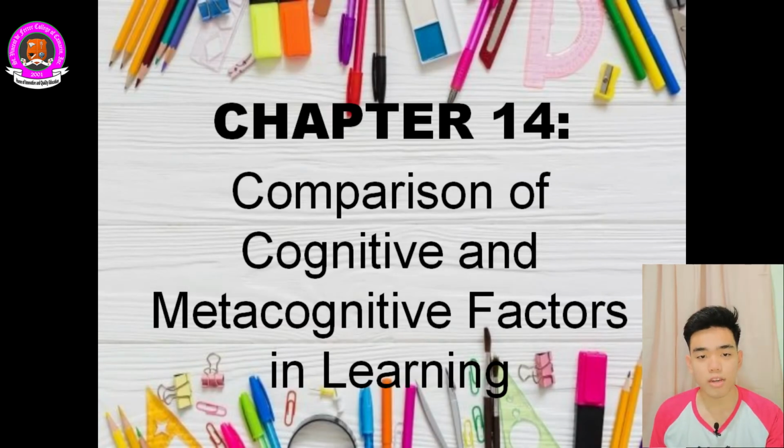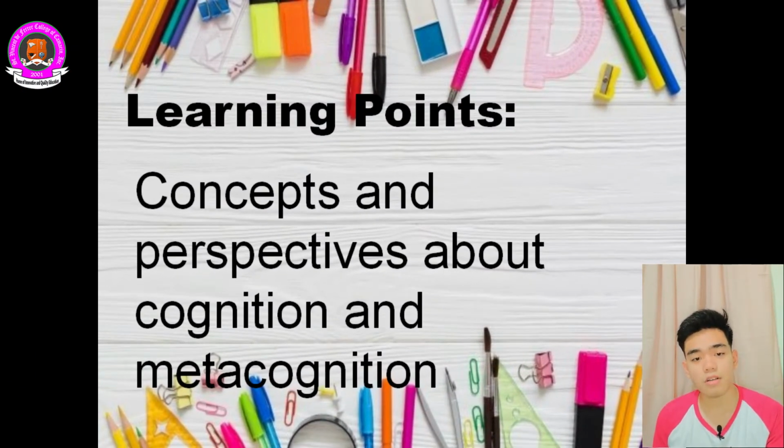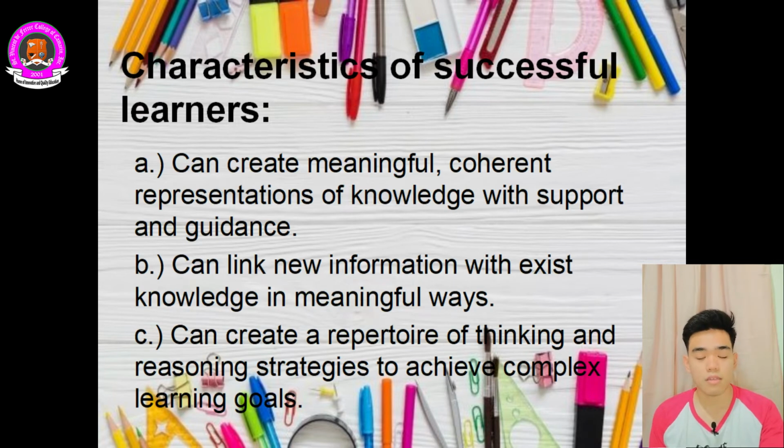So, we are the discussants for Chapter 14, Comparison of Cognitive and Metacognitive Factors in Learning. The learning points for this topic are concepts and perspectives about cognition and metacognition. These are the characteristics of successful learners.